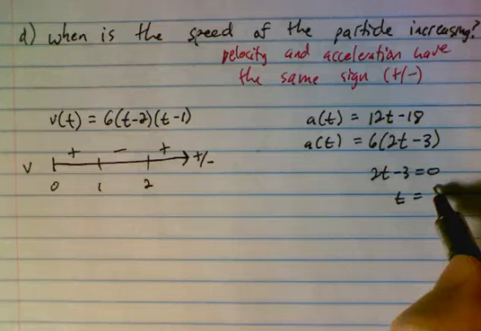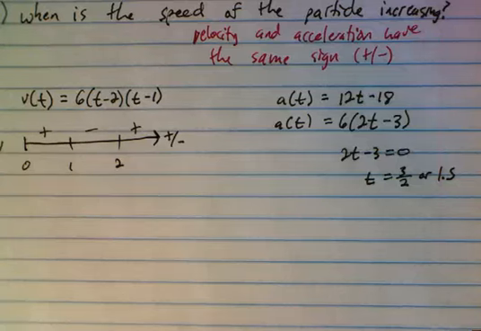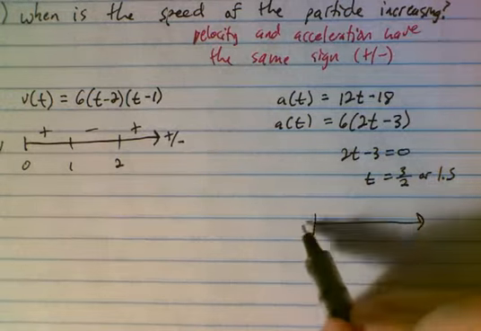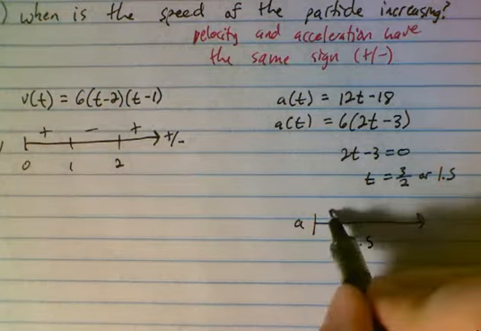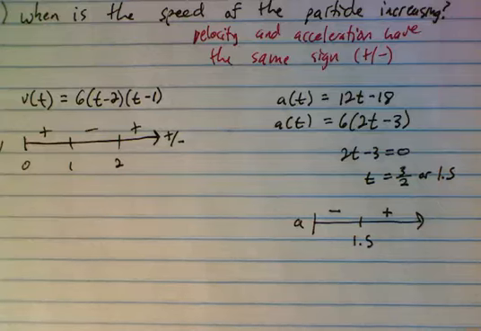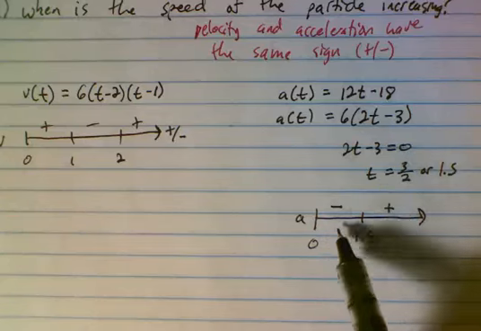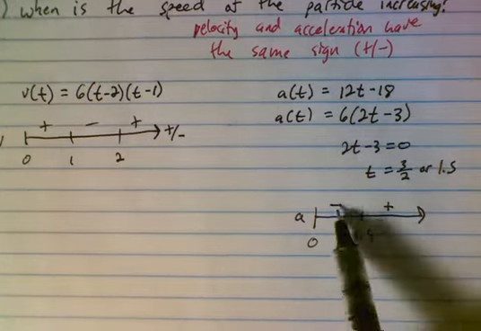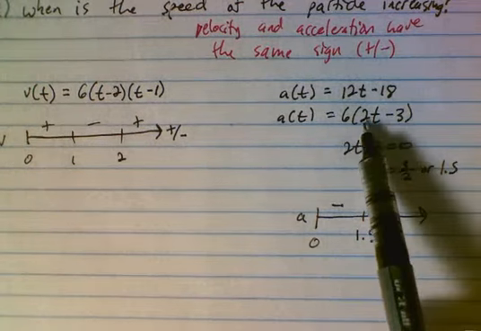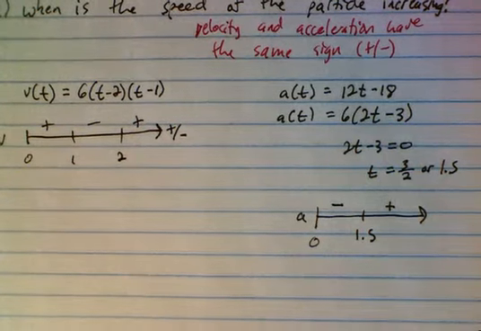Add 3 to both sides, divide by 2, 3/2 or 1.5. So that means that for acceleration, when t is less than 1.5, acceleration is negative. When it's greater than 1.5, acceleration is positive. So if I took a number like, let's say 0 or 1, and I put it in up here, 2 times 1 minus 3 is negative, times 6 is negative, so that whole thing's negative. If I took a number like 10, 10 times 2 is 20 minus 3 is positive, the whole thing's positive. So now I'm just going to compare these two.